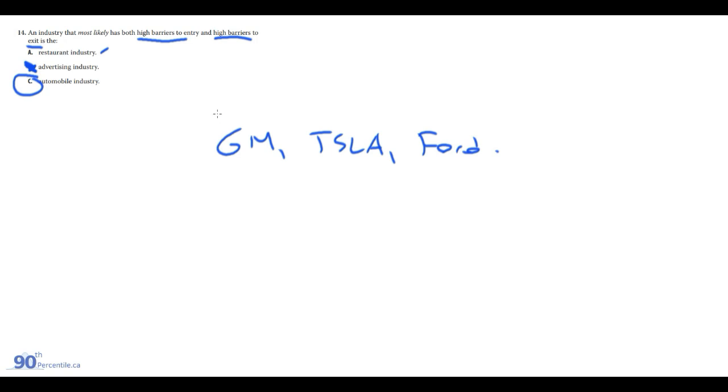So for someone to just come in and compete, there's going to be a lot of cost and time associated with that. And then high barriers to exit also, like GM can't just wind down all its factories, right? It's going to have to do something to exit. Like I honestly can't really see how any of these companies would fully exit. In my opinion, they would have to just sell out to a strategic buyer. So automobile is the answer.